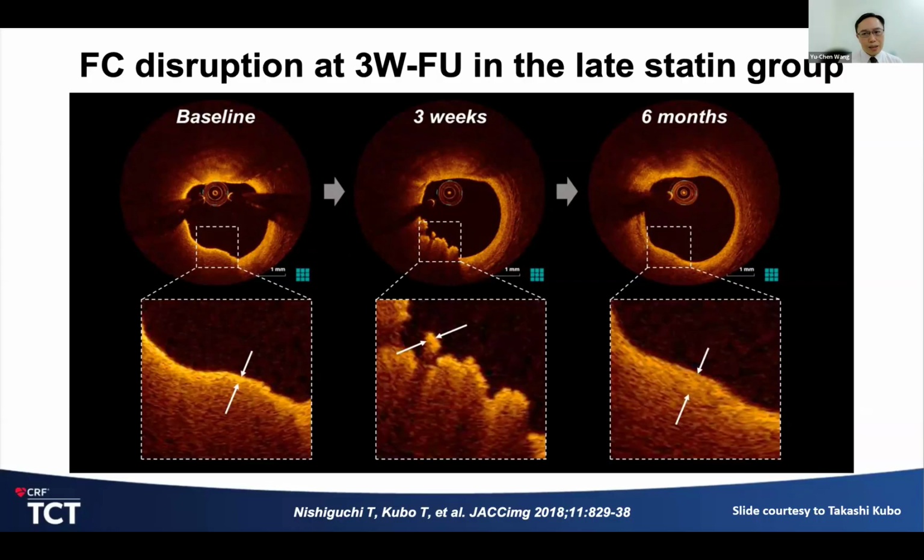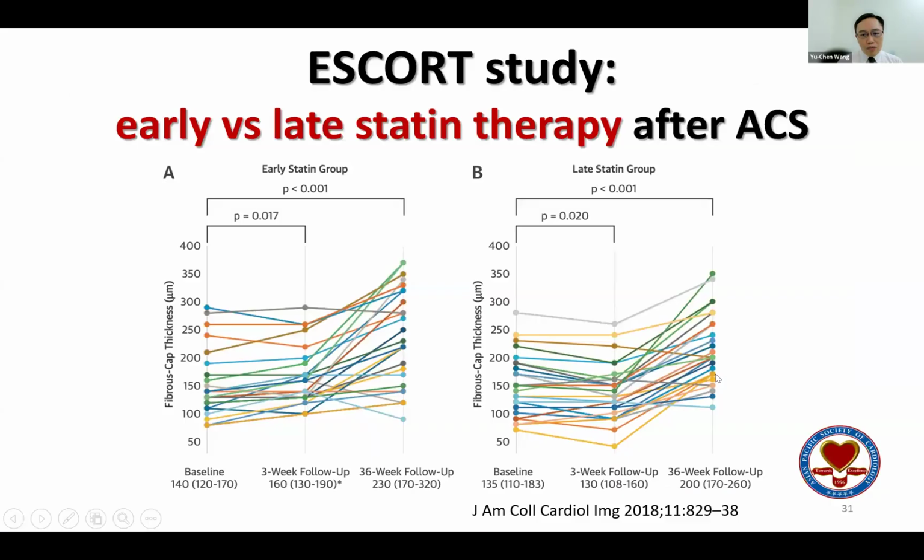It means that the delayed statin prescriptions lead to the plaque instability and lead to the microthrombosis formation, which may lead to the recurrent CV events. And after 3 weeks, after the statin prescriptions, the fibrous cap thickness eventually increased at the 6-month follow-up. However, in the later statin group, at the 6-month follow-up, the increment of the fibrous capsule was still lesser compared to the early group. And the findings of these studies address the importance of the early statin treatment after the ACS.